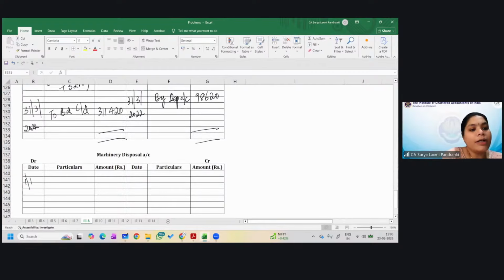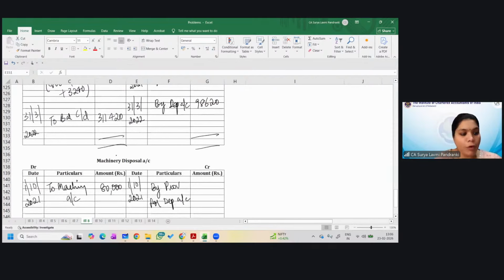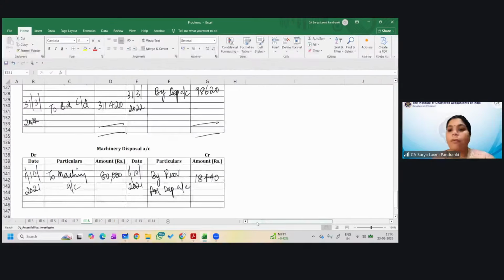So on the date of sale, 1/10/2021, to machinery. From the machinery account, how much did we get transferred? 80,000. And on the same date, by provision for depreciation account, how much did we get? What is the value? 18,440. Are you all with me? 18,440. So from two different accounts, you got two different values.